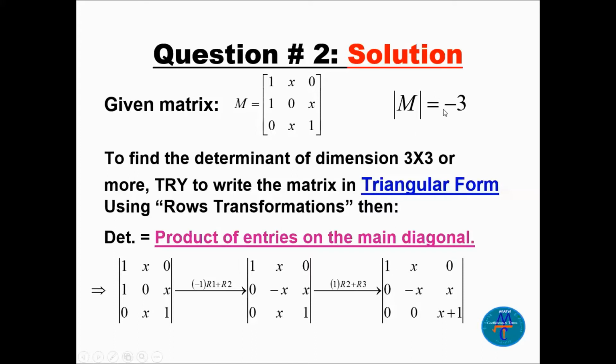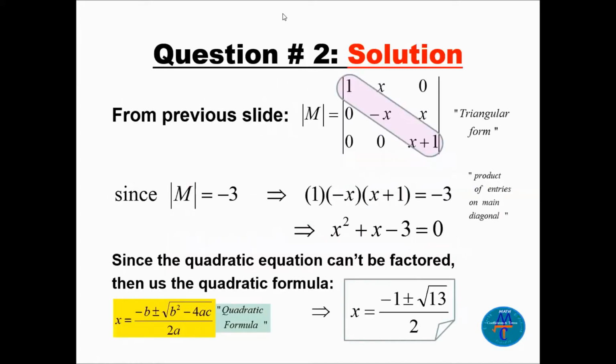Make the equation and try to find x, if you like to practice before you see the complete solution. Now, as I mentioned before, see, this is triangular form: the product of entries on the main diagonal. So 1 times minus x times x plus 1 equals minus 3. Just rearrange the equation here. So this is minus x squared, minus x, minus 3, bring it on the other side, multiply with minus. You will get this equation here.